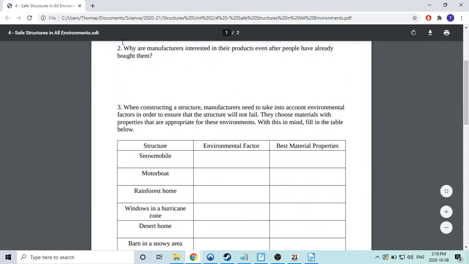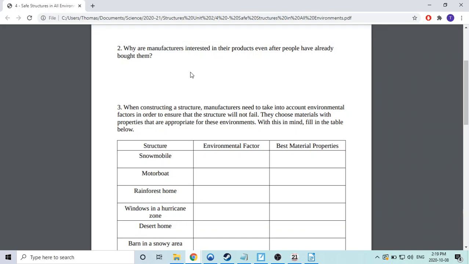Second question, manufacturers, so builders, why are they interested in the things they build, their products, even after people have already bought them, right? So this desk again, I buy a desk. The manufacturer might ask me, hey, how's the desk holding up? Why do they care? Tell me why they would care how it holds up over a long time.